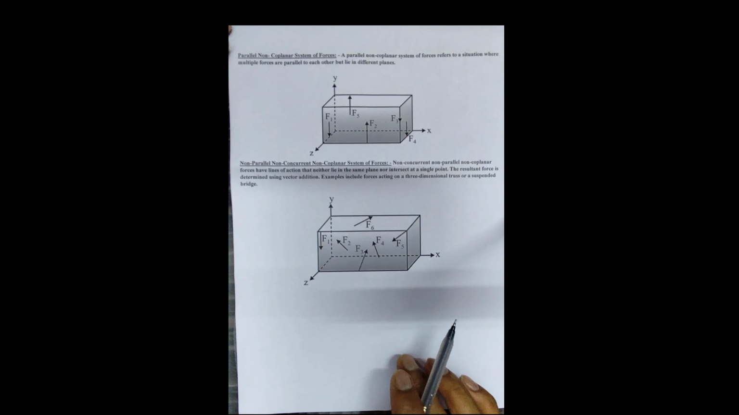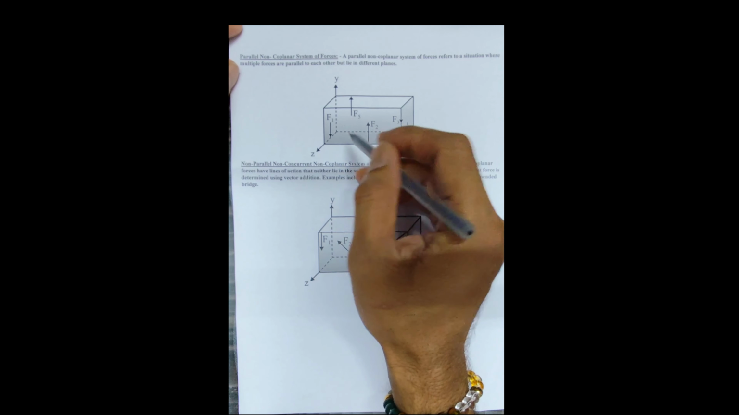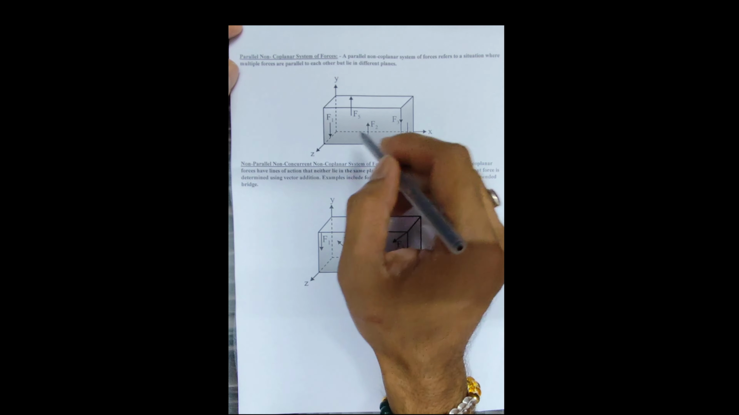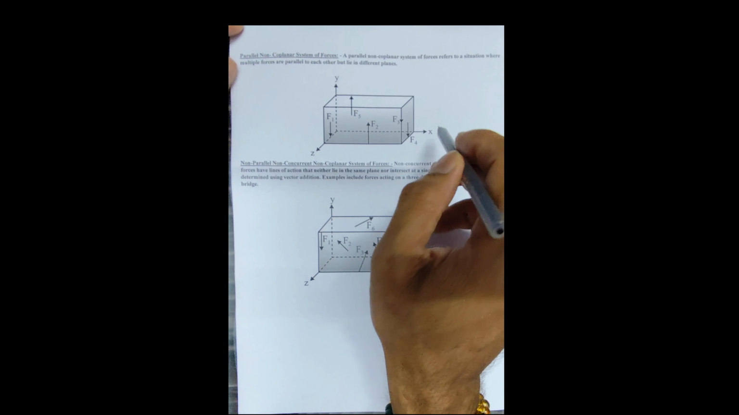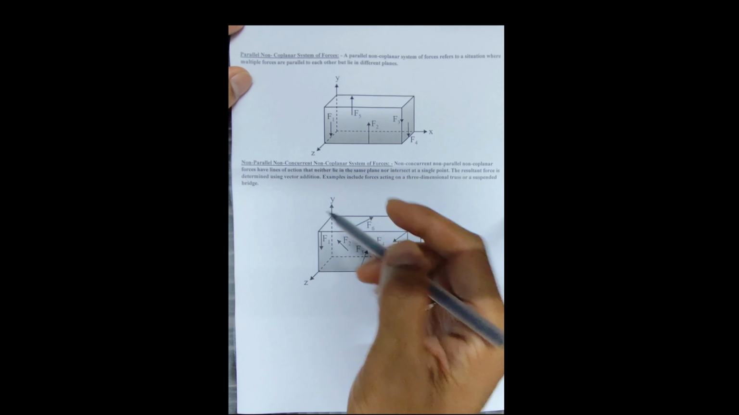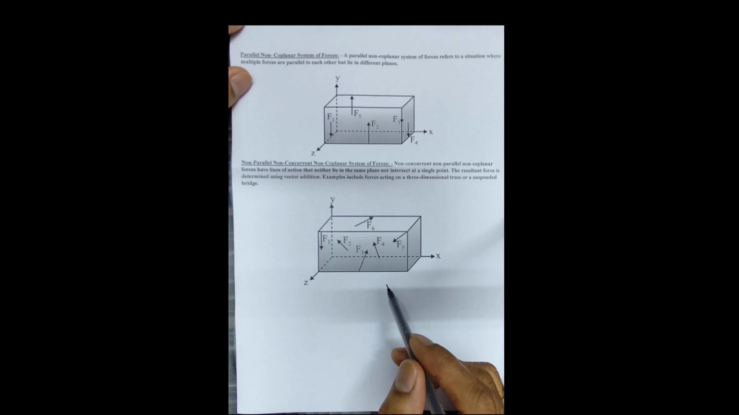Now come to the next point, that is the parallel non-coplanar force system. That means all forces lie in different planes. Suppose F5 lies in the yx plane, but F2 lies in the zx plane. F3 lies in the yx plane, but F1 lies in the yz plane. So all forces lie in different planes, but their lines of action pass parallel to each other. That's why it's called a parallel non-coplanar force system.